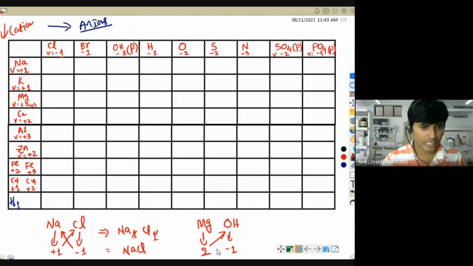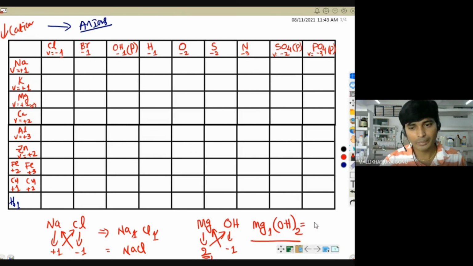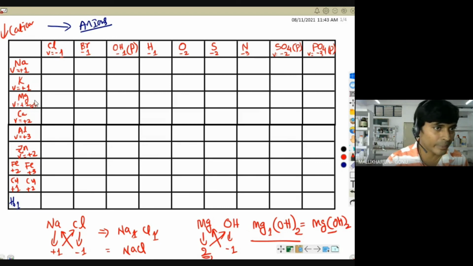So writing polyatomic ions is a different pace. So OH should be 2 number, magnesium should be 1 number. That means Mg1, polyatomic ions you should write in the bracket. OH should be how many number? 2 number. So formula will be Mg(OH)2. That's how you have to write. Okay, here magnesium. Here you have to write that formula. Mg(OH)2. Like that, all you have to practice.